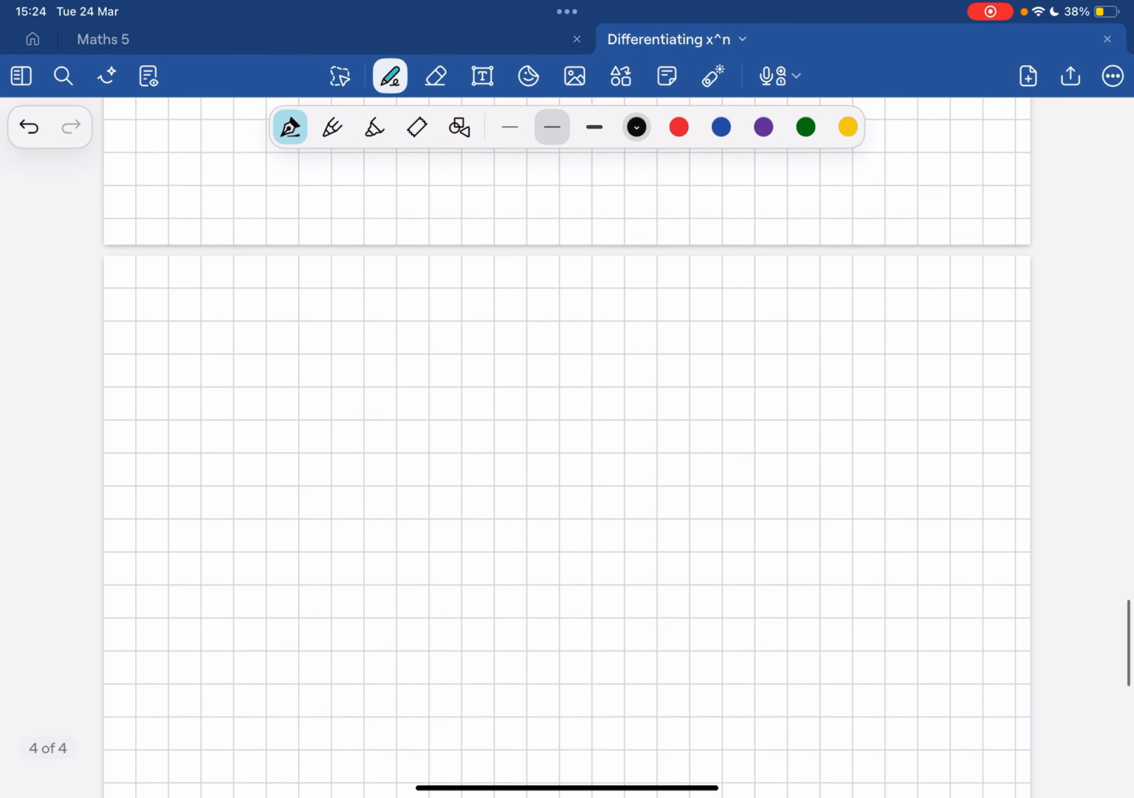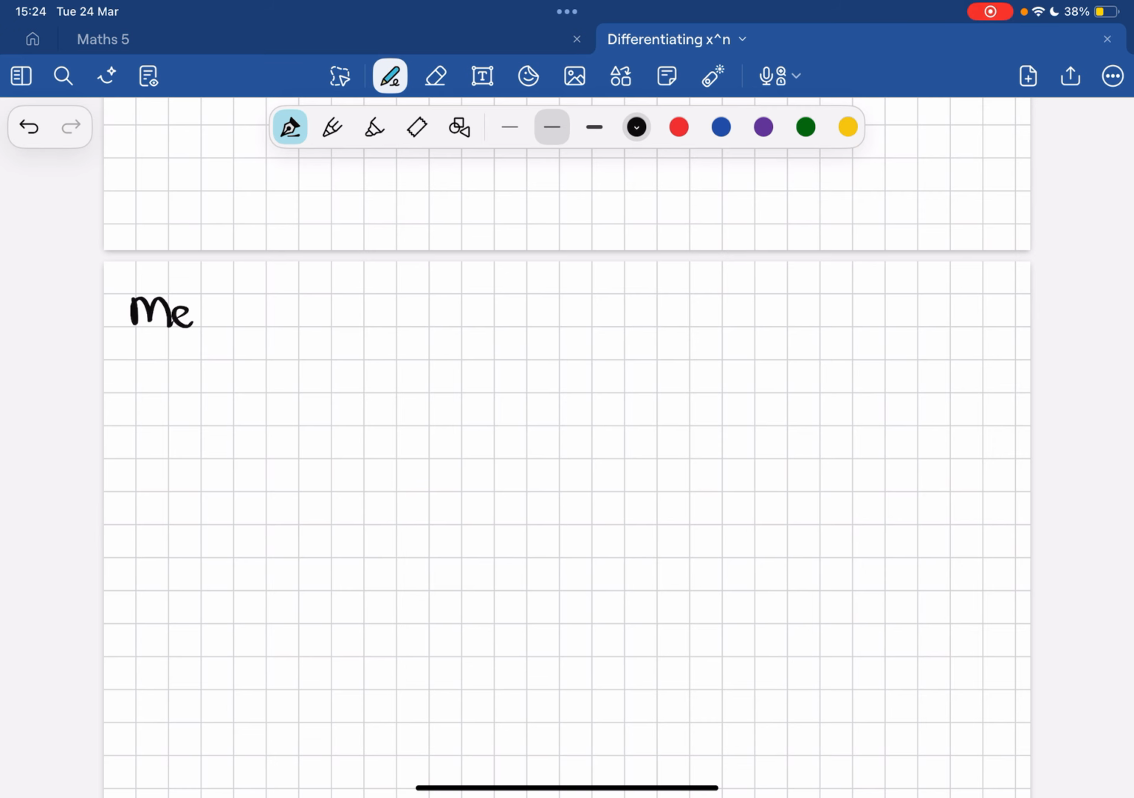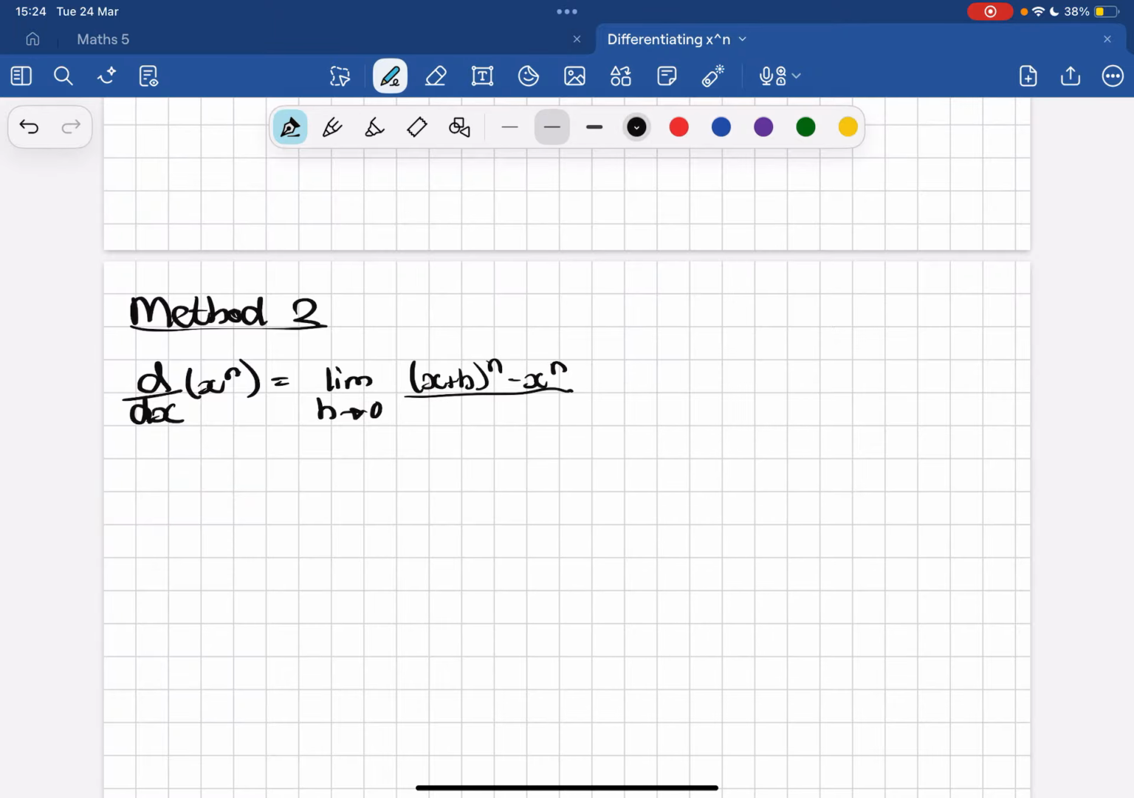That's it. So method 2 now, slightly more boring. So we said the derivative of x^n is the limit of (x+h)^n minus x^n over h.